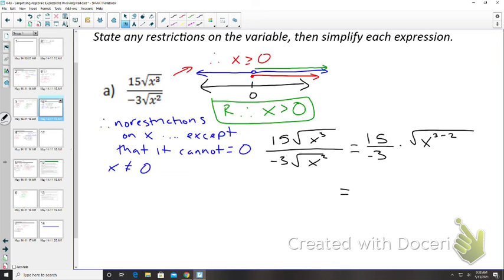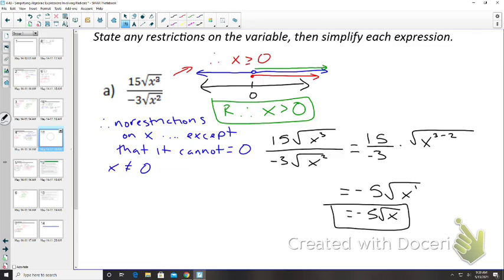So 15 divided by negative 3 is negative 5, and the square root of x to the 3 minus 2 just leaves me x to the 1. So we can fully simplify that as negative 5 root x as our fully simplified function. And our restrictions are that x must be greater than 0.